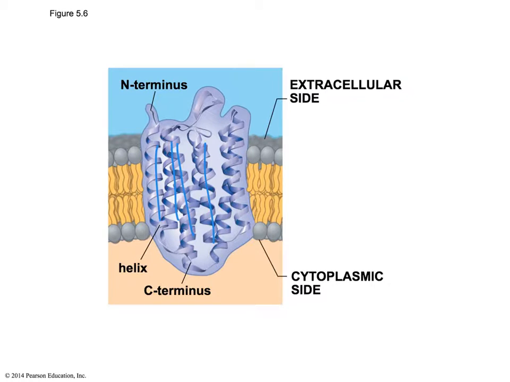So 1, 2, 3, 4, 5, 6, 7. Right, it actually spans the membrane 7 times. Okay? But its structure is so that it can go back and forth. It's the same one. This is the same picture you saw at the beginning with the pretty colors, just in a different diagram.